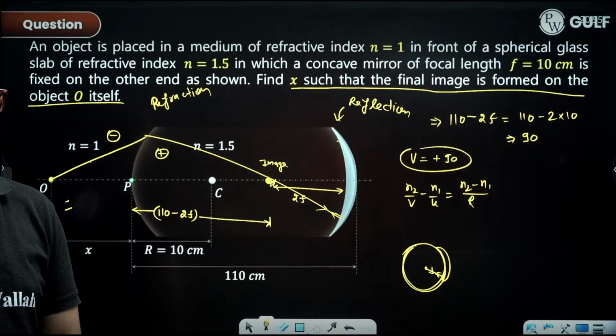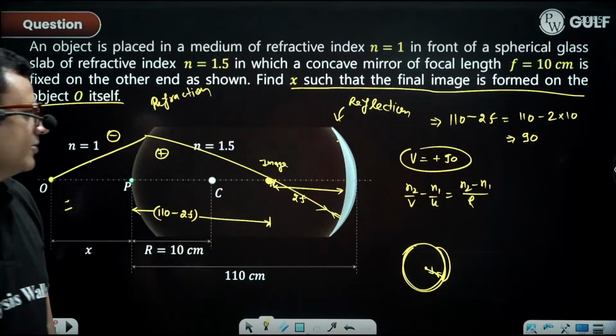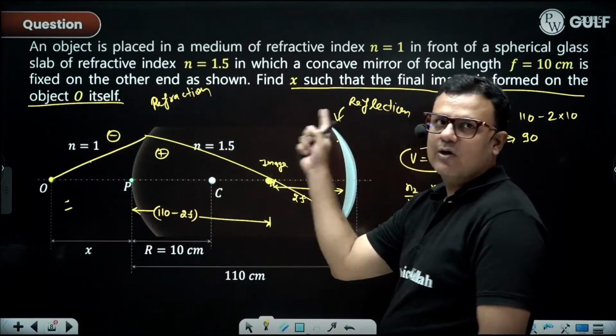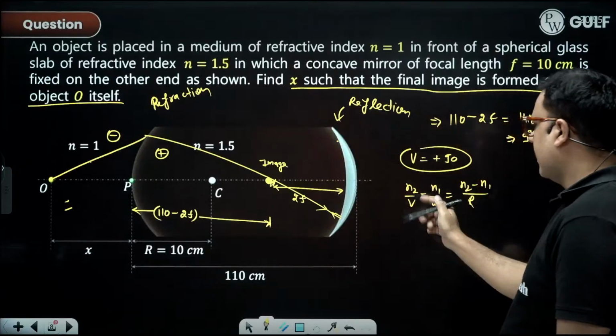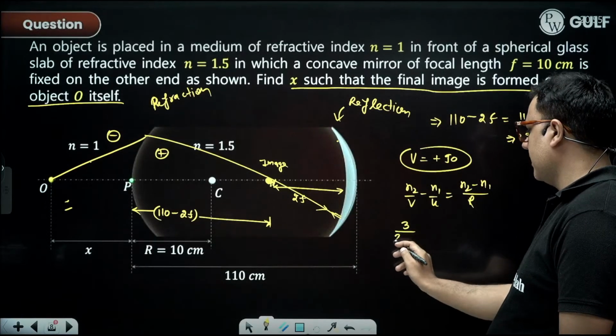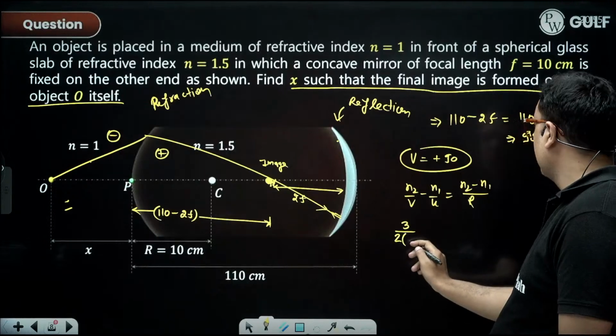That's why the image gets reverted back to the same place. So that's why we didn't apply it over here according to this condition. Now, N2 is what? Another medium, 1.5. 1.5 can be written as 3 by 2 into V. V is what? 90.